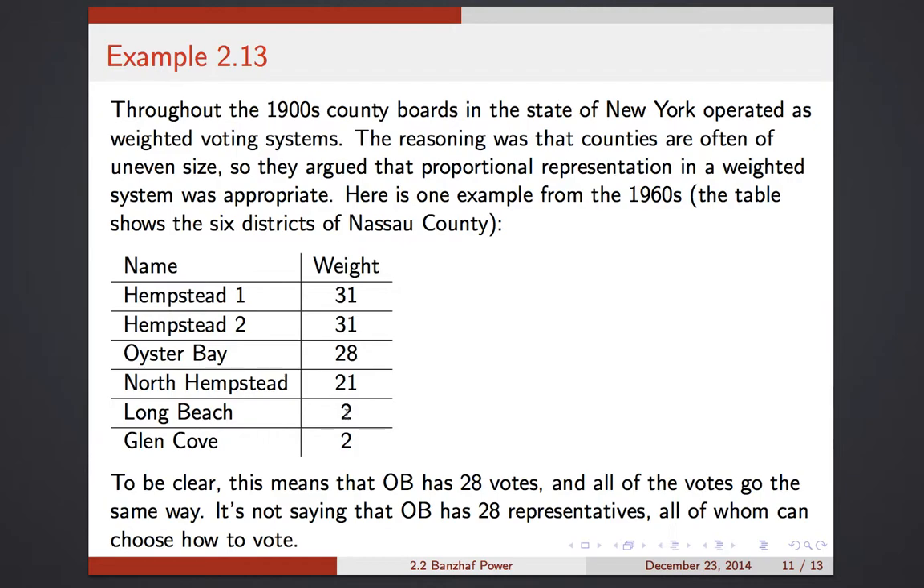So before we move on, I want to make sure that what this table is telling you is clear. Oyster Bay has 28 votes. That does not mean that they have 28 representatives, all of whom can vote however they feel like. Okay, what this is saying is that Oyster Bay controls 28 votes, but all 28 votes are going the same way. Okay, so this is not representative in the form of like a House of Representatives. Okay, it really is a formal weighted voting system. Glen Cove has 2 votes, and both of those votes will go the same way.